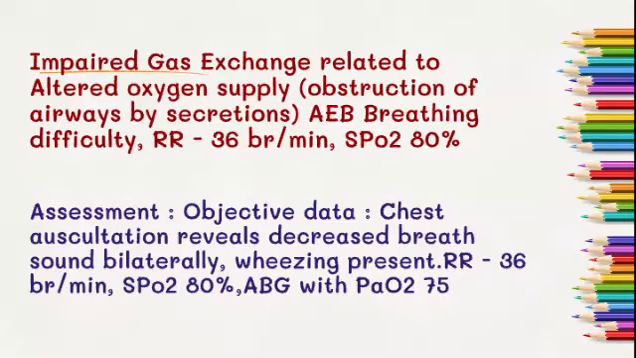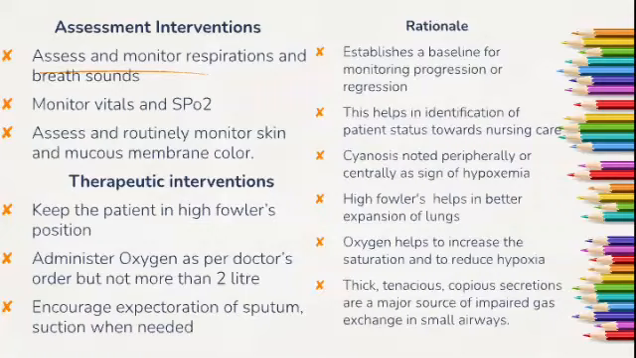The assessment is objective data. We have seen already the chest auscultation, wheezing, respiratory rate, SpO2 and the ABG with PaO2 75. So you can take down everything from the physical examination. You can write it here. And what is the assessment intervention?